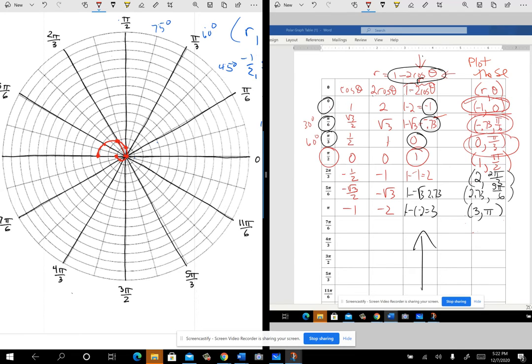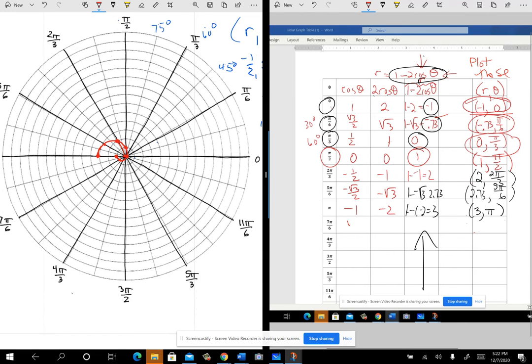Okay, I'm going to do one more point, and then I think you can continue from there. When I think about being at 7 pi over 6, the cosine of that is going to be negative square root of 3 over 2. 2 times that would be negative square root of 3. 1 minus the negative square root of 3 is going to be about 2.73. So I need to plot the point 2.73 and 7 pi over 6.